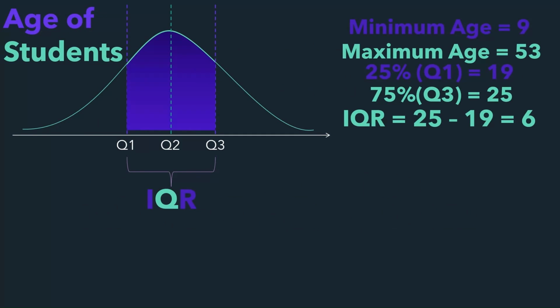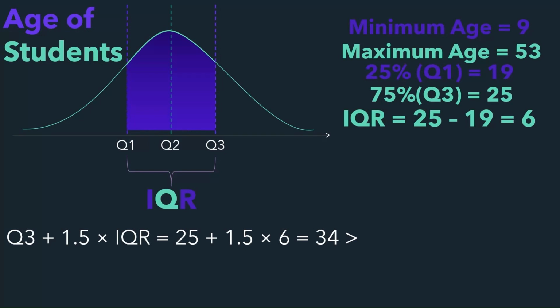So here, we know that the age of students, IQR, everything is given to us. With this, let's try to calculate an outlier. Okay, so what will be my outlier? Looking at the first definition, it says that it should be greater than this value. So Q3 plus 1.5 times IQR, where my Q3 is 25.